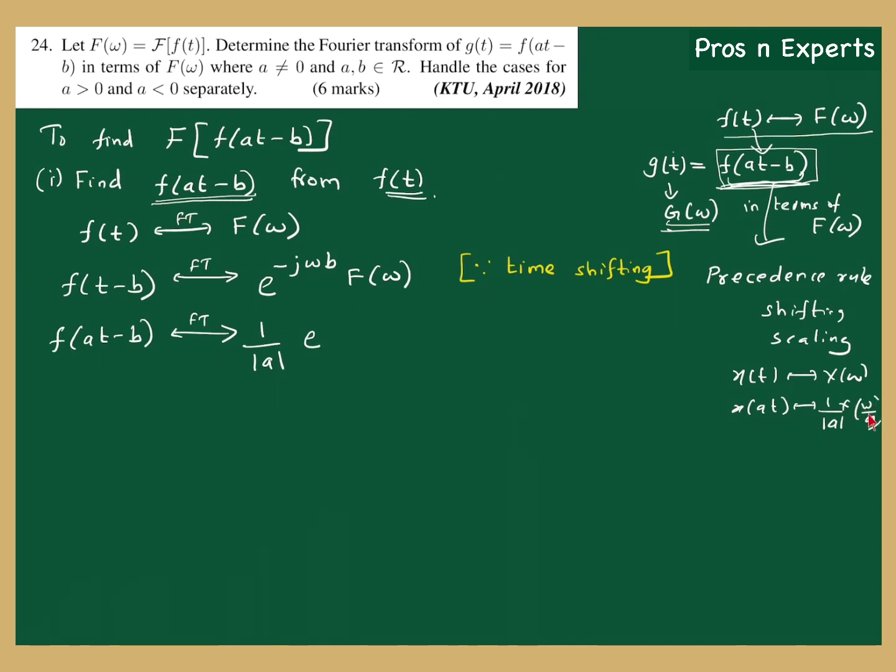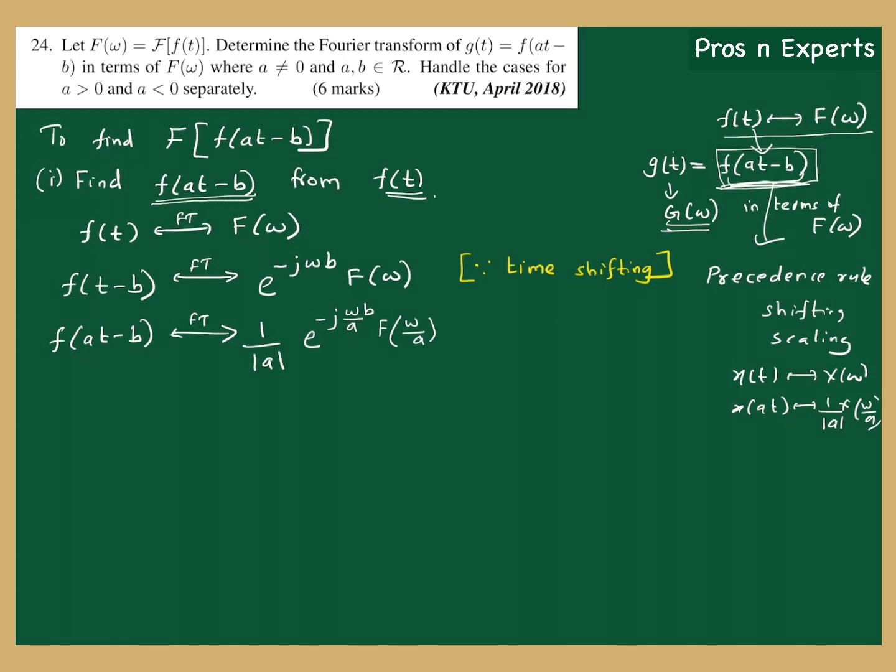No, it is X of omega by a, 1 by mod a into X of omega by a. So you have to scale every omega by a. Omega by a into F of omega by a. This is a b also here, right? E raised to minus j omega b becomes, just replace omega with omega by a. There is no change. Okay, right. So F of omega by a into e raised to minus j omega b by a into 1 by mod a. So this should be the result.